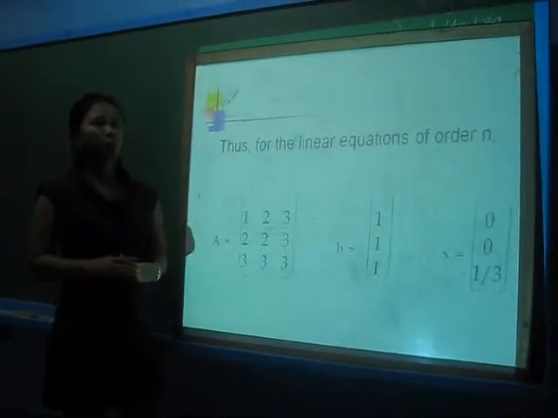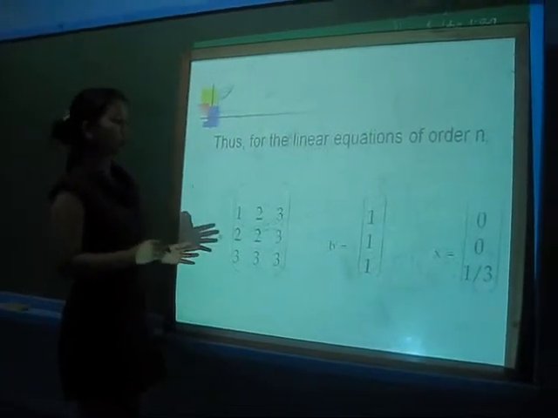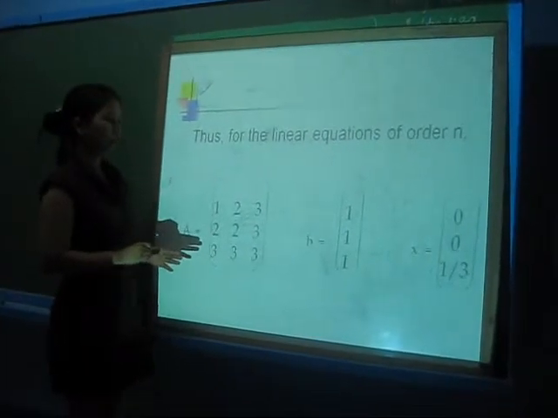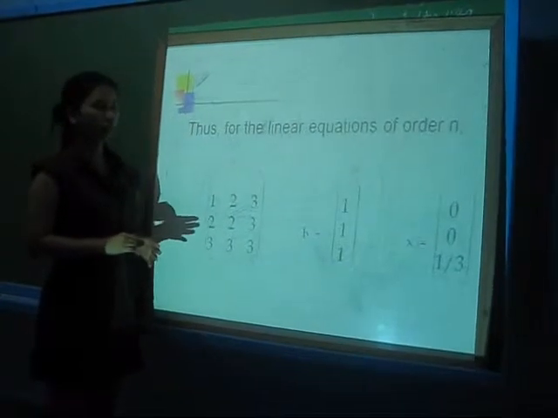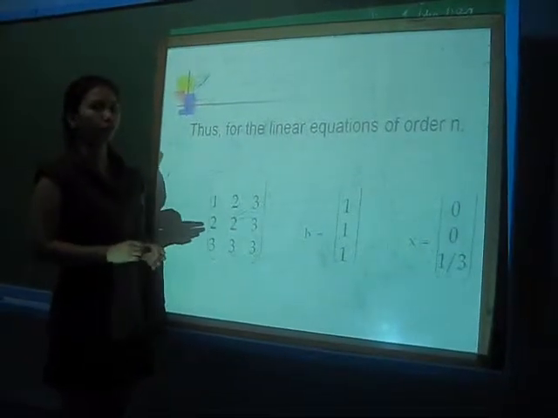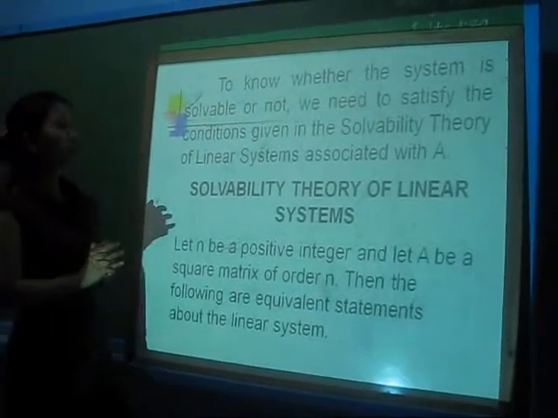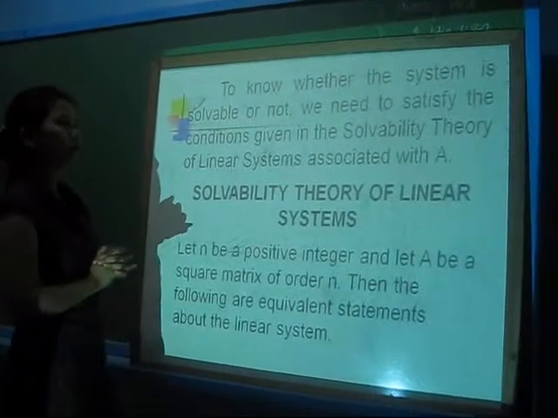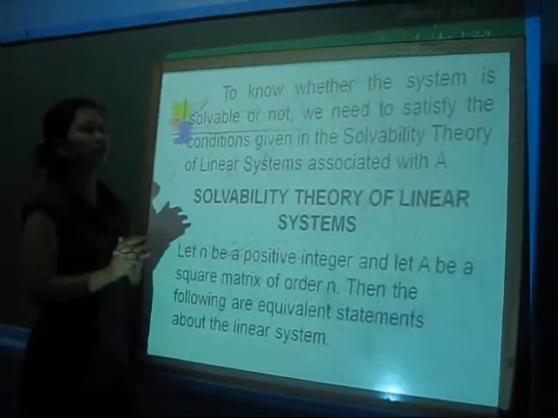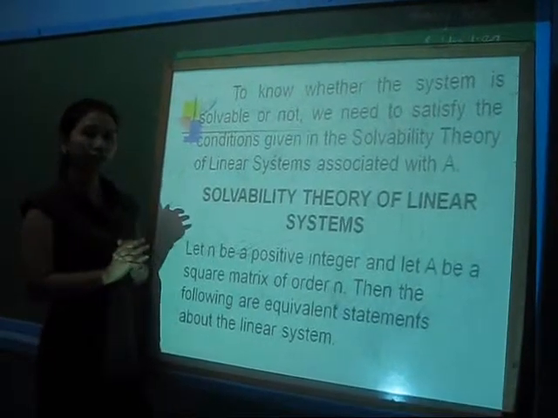Thus, for the linear equations of order n, A is equal to the matrix of the numerical coefficients of the linear system, B is equal to the constants of the system, and X is the solution of the system. Right. To know whether the system is solvable or not, we need to satisfy the conditions given in the solvability theory of linear systems associated with A. This is the solvability theory of linear systems.